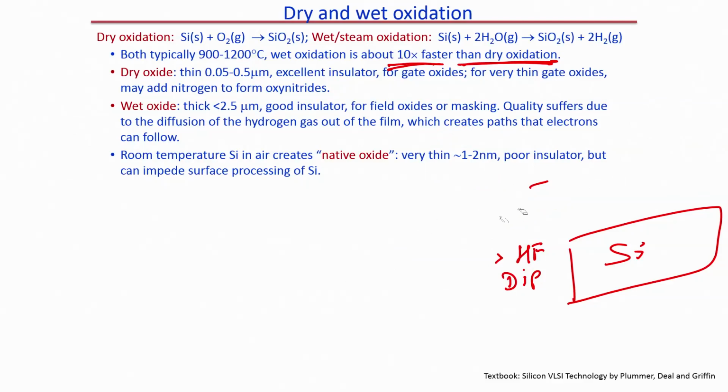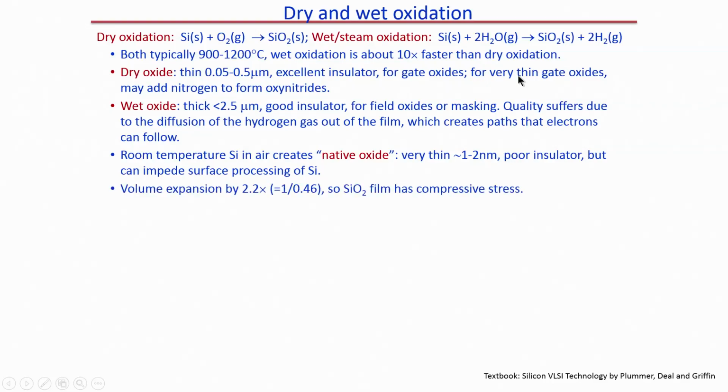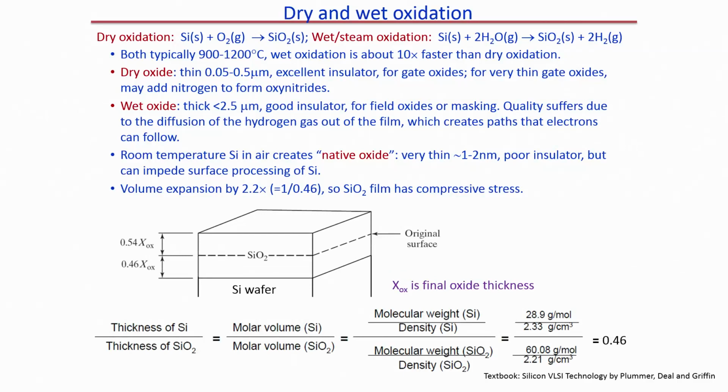Another thing to understand about silicon dioxide: tricky, right, useful but tricky. Volume expansion would be 2 by 2 equals 1 by 0.46. So, SiO2 has a compressive stress. Now, this kind of thing we need to understand when we fabricate a micro cantilever, right, because we have to compensate the stress created by silicon dioxide by using another film, which can be silicon nitride. So, you can see here very clearly the silicon wafer, and how the final thickness we can obtain from silicon dioxide depends on the molar volume of silicon and the molar volume of silicon dioxide.